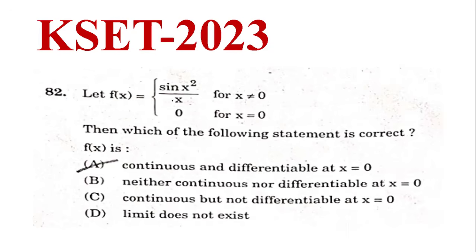Let f of x is equal to sin x square divided by x for x not equal to 0, and 0 for x equal to 0. Then, which of the following statements is correct? Asking for the correct statement. F of x is continuous and differentiable at x equal to 0, neither continuous nor differentiable at x equal to 0, continuous but not differentiable at x equal to 0. They are talking about limit.